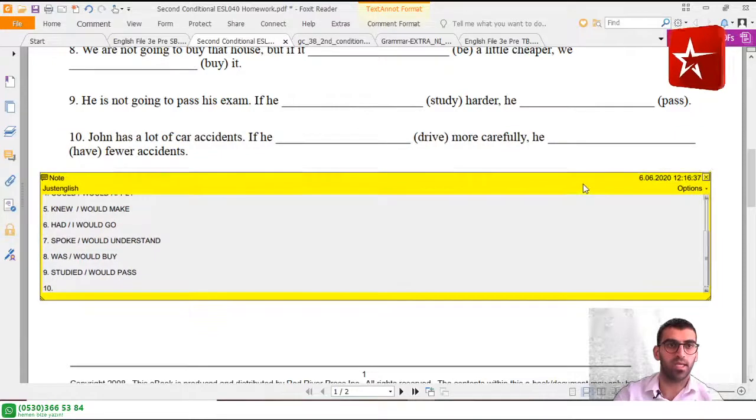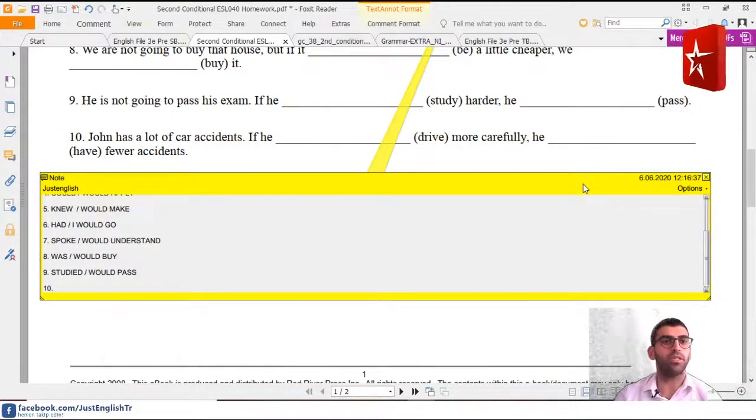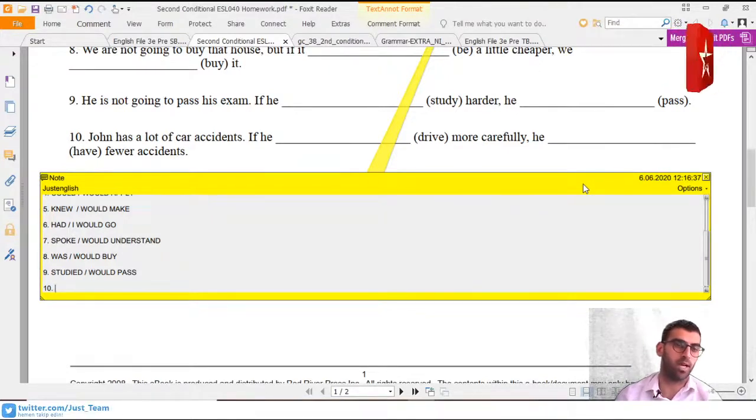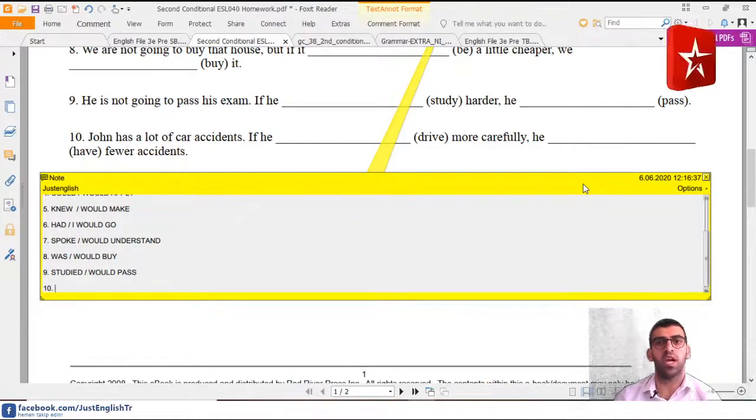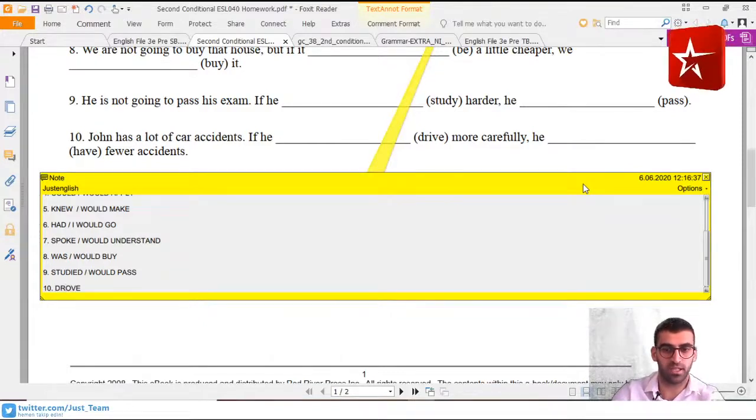Yeah. And number 10, John has a lot of car accidents. If he more carefully, he fewer accidents. We have two verbs, drive and have. And after if, as you know, we have to use a past simple form of the verb in order to make the second conditional sentences. But be careful with the second form of drive. If he drove, yes, guys, drove is a correct answer.